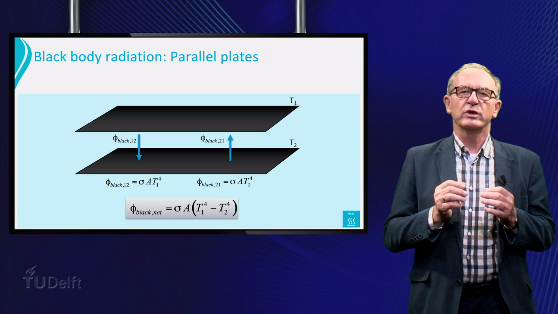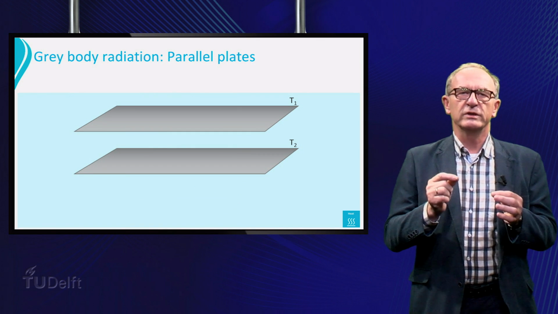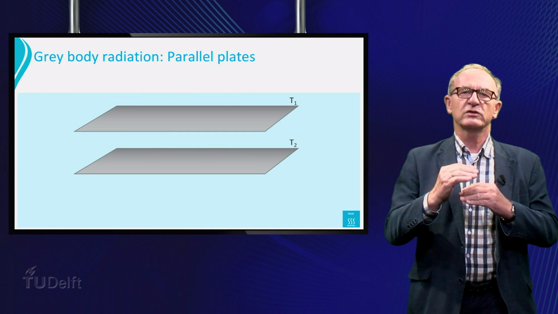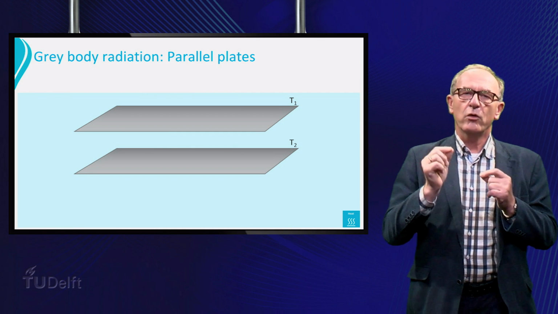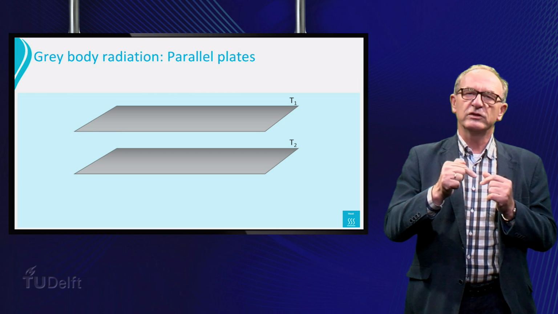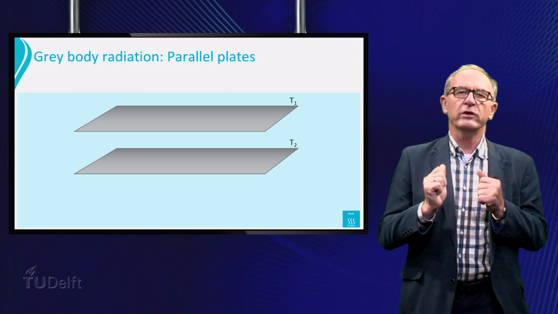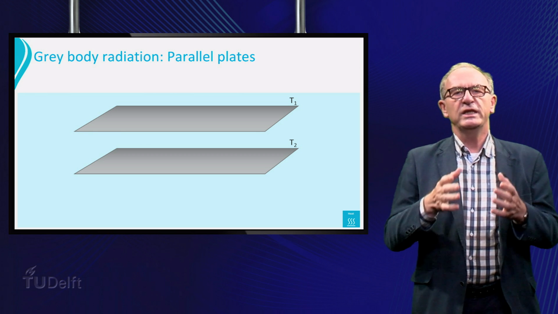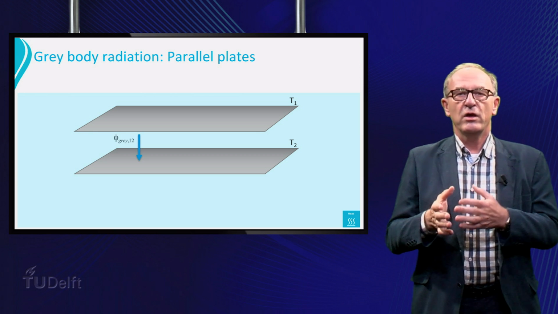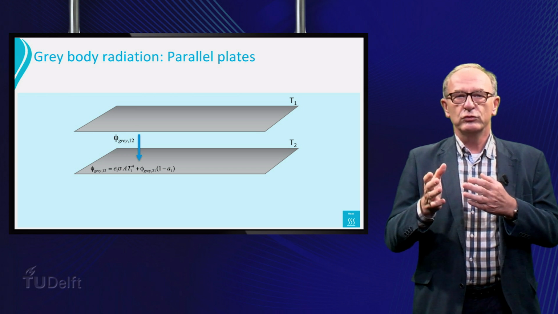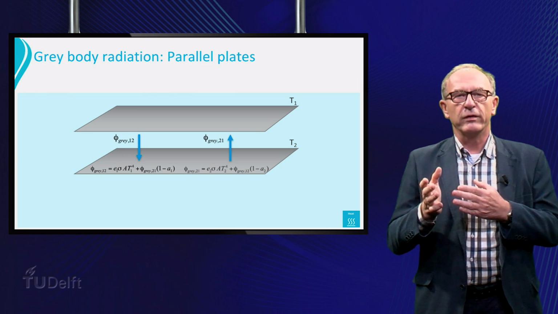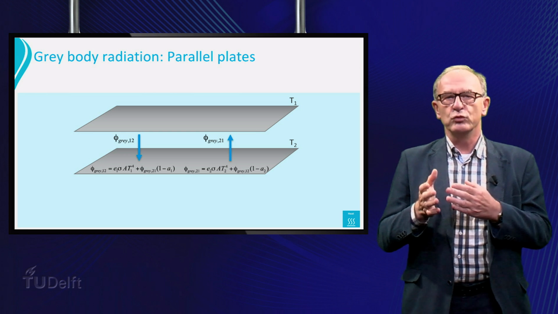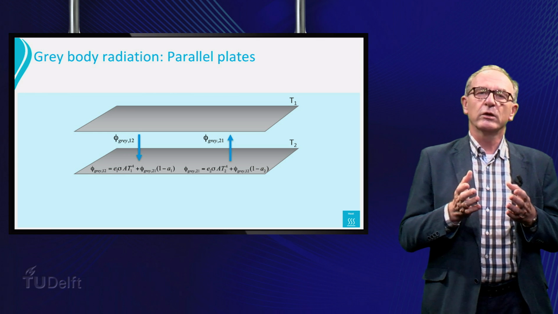A first step to real bodies are the so-called gray bodies. So if we consider two gray parallel plate surfaces instead of black surfaces, only a part of the incoming radiation from each plate is reflected by the other plate and vice versa. So if we now write down the heat flows of both surfaces, we obtain phi gray 1,2 and phi gray 2,1.